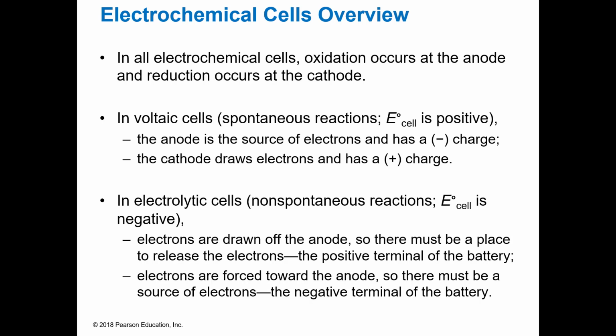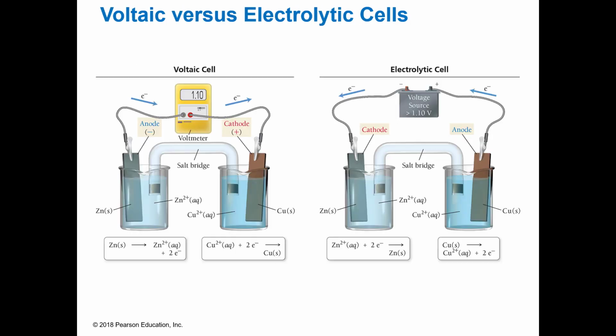So overall, you may just want to look at these slides to say, again, galvanic cell or a voltaic cell, spontaneous reaction. The cathode draws the electrons and has a positive charge. The anode releases the electrons, has a negative charge. And then the other type of cell, which we really haven't focused on, is the electrolytic cell. And that is where the electrons are drawn off the anode and the electrons are forced towards the anode, so that we're recharging it. We're doing the reverse reaction.